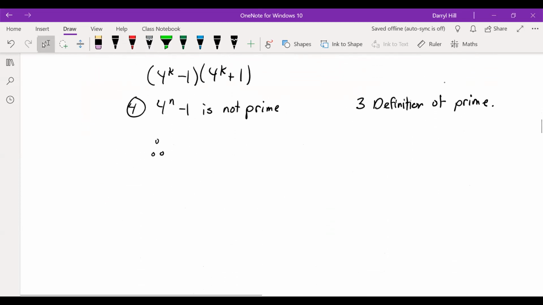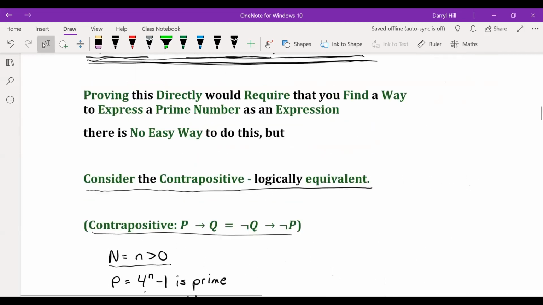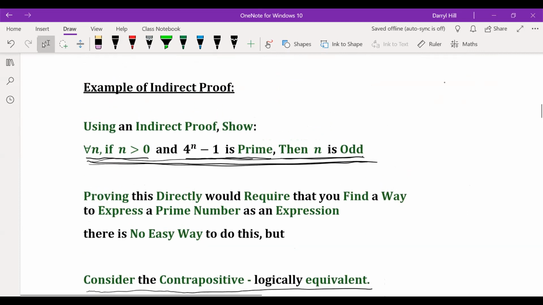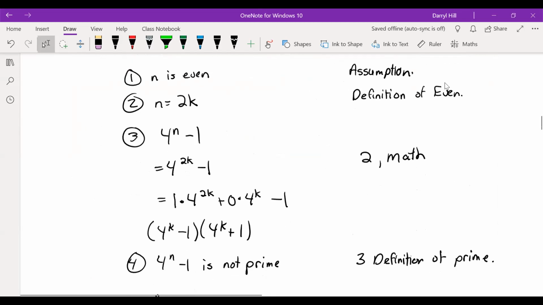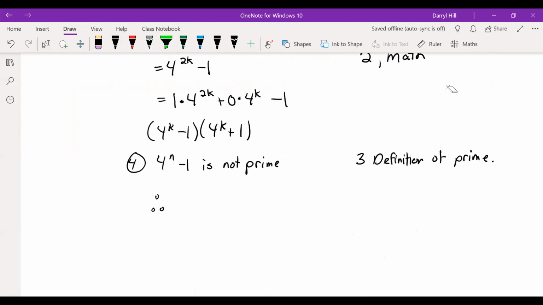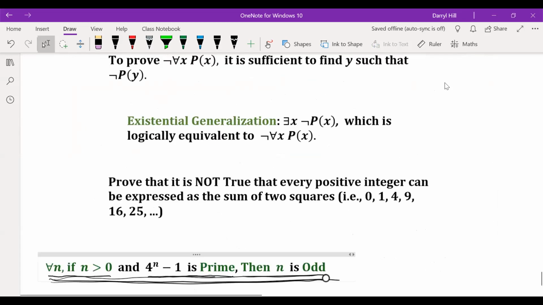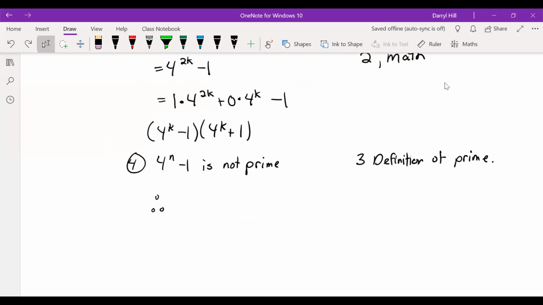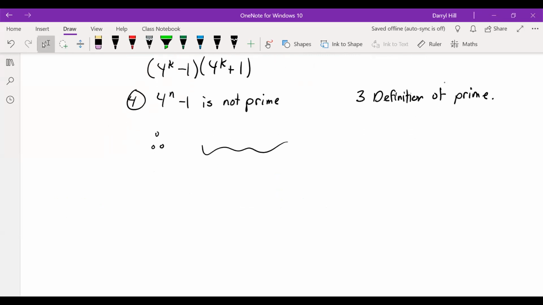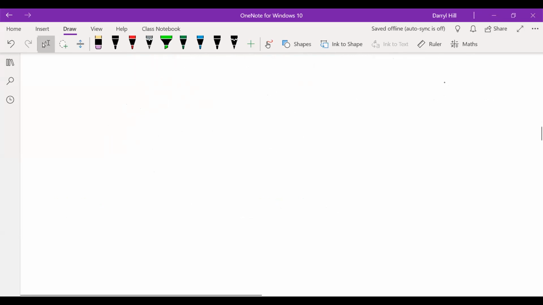All right, so therefore, if n is greater than 0. Well, that was weird. Okay. So yeah, so then you would say therefore that the original proposition was true.